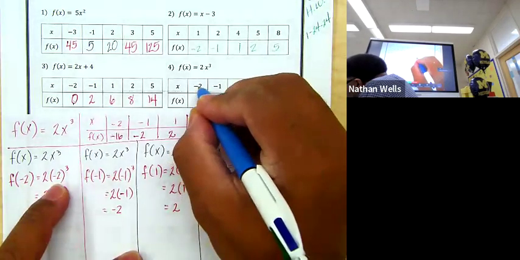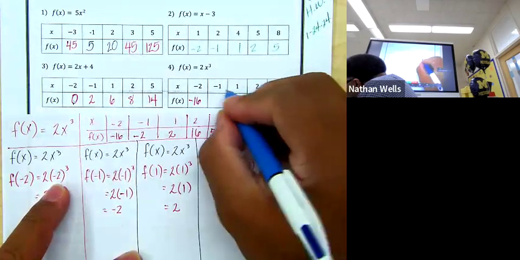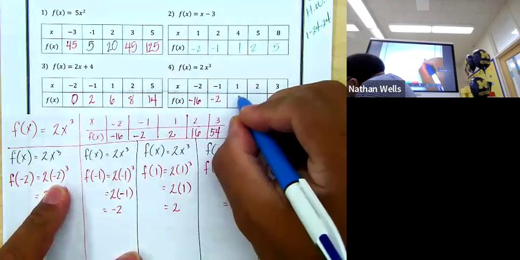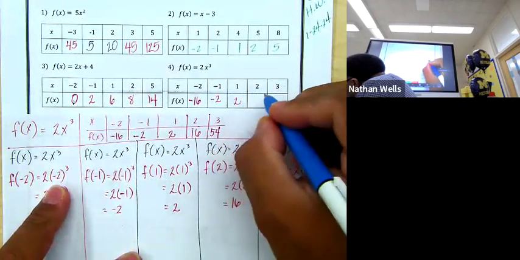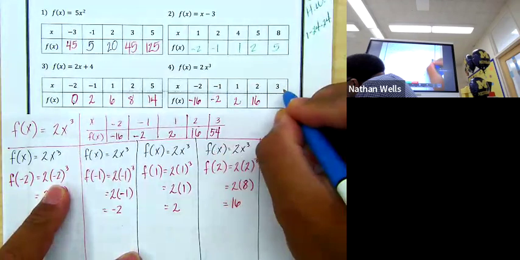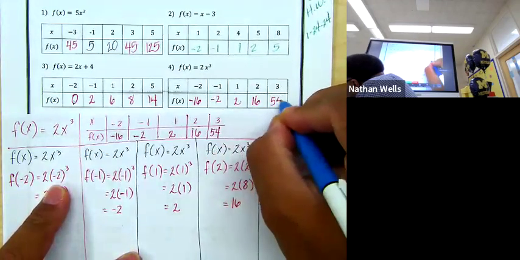So when x is -2, my f of x is -16. When x was -1, my f of x was -2. When x was 1, my f of x was 2. When x was 2, my f of x was 16. And when x was 3, my f of x is 54.